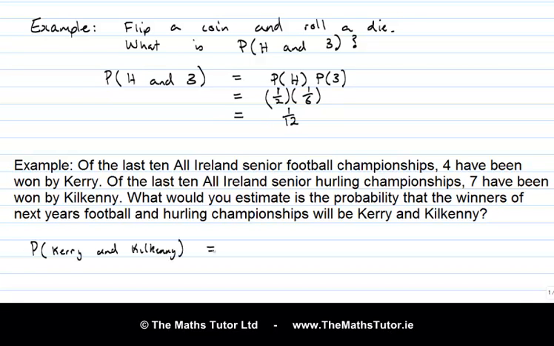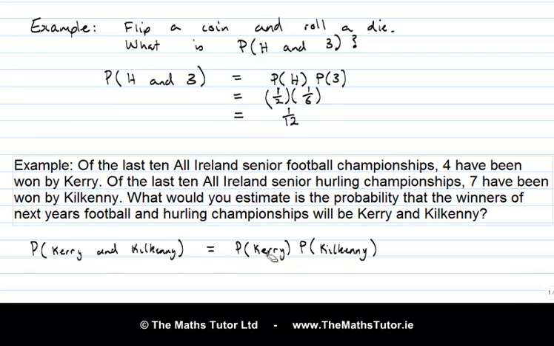Well, this is a compound outcome, and we would expect that the hurling and football championships are independent of each other. You might argue with that, but it's a reasonable assumption to say that the football and hurling championships operate independently. So to calculate the probability of this compound outcome, we can use the multiplication rule. That means that the probability of Kerry and Kilkenny winning is the probability of Kerry winning times the probability of Kilkenny winning. And now we need to estimate these two probabilities here.